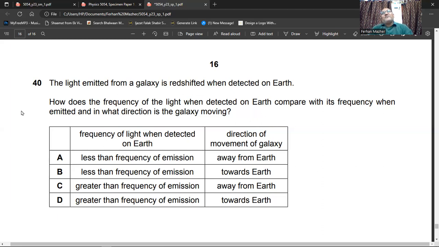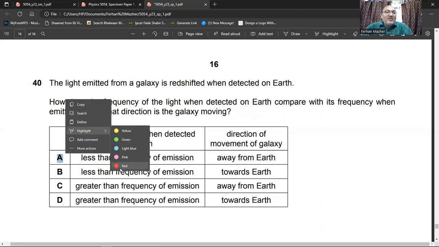So if you see a star or a galaxy and the light reaching you is red, it means that its frequency is decreasing. That's why its color is red, and that shows that the thing is going away from you. So the frequency of the light when detected on Earth is less than the frequency of the light which was originally emitted. So it's less than the frequency of the emission, and that means that the thing is moving away from the Earth. That is the answer, sir.